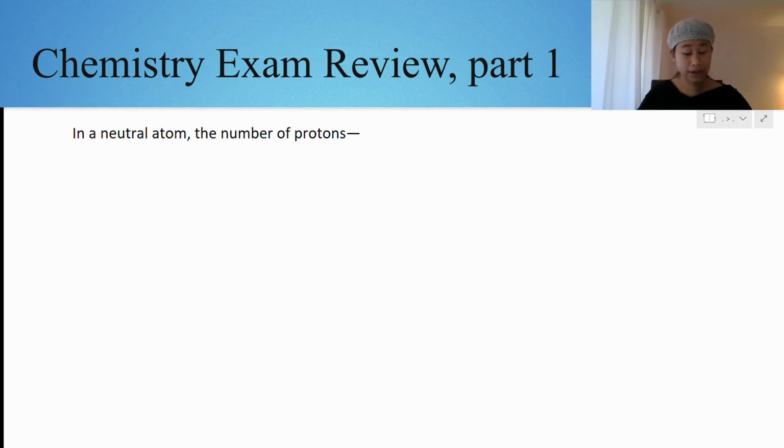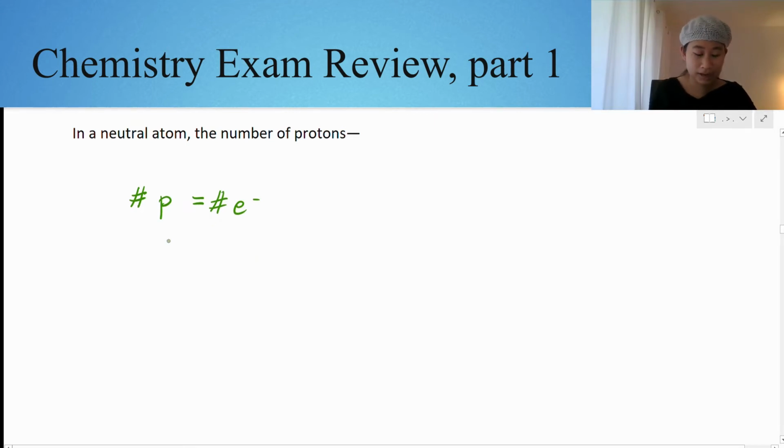In a neutral atom, the number of protons will equal the number of electrons, because you need to have equal amounts of positive and negative so that you can have a neutral atom, meaning that it has no charge.